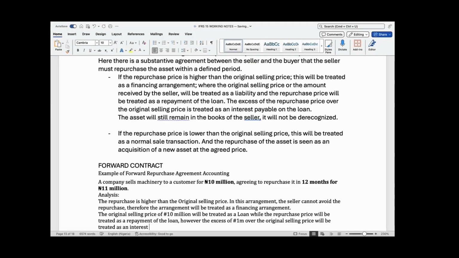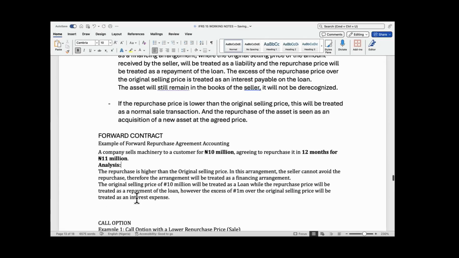Say income, expense, because it's like you are paying interest on the loan. You're paying interest on the loan. So that will be the interest. And that's how you treat issues like this, where you must repurchase it within that 1 month or 12 months in this case.